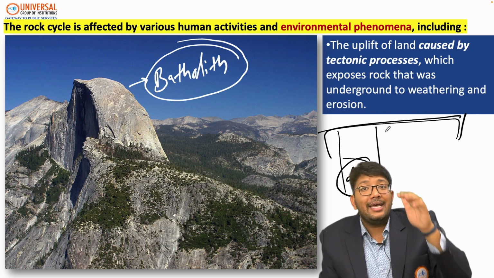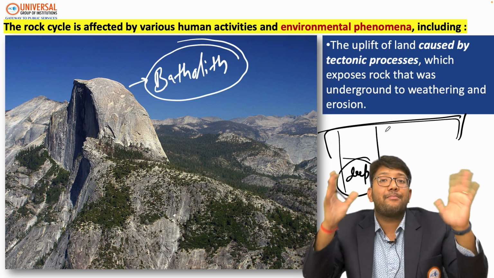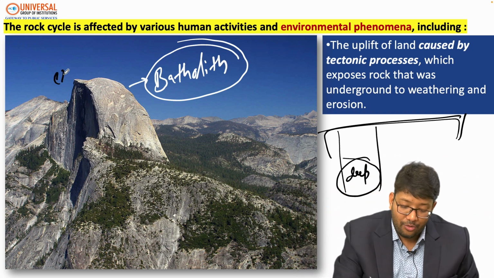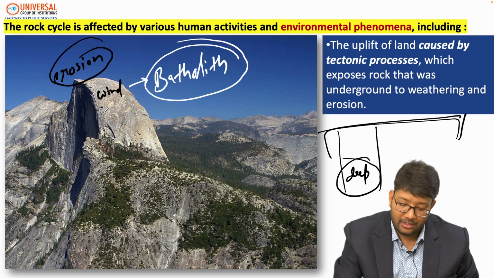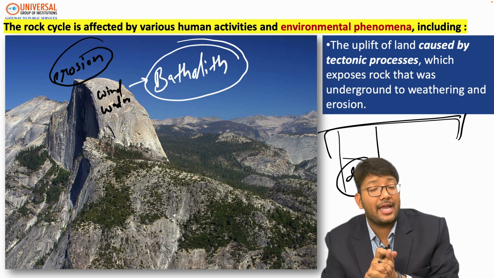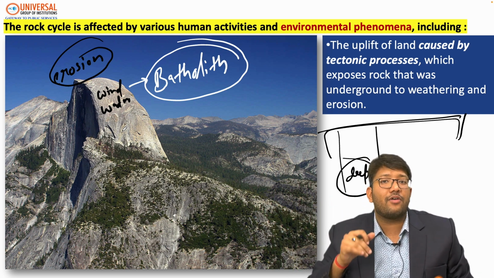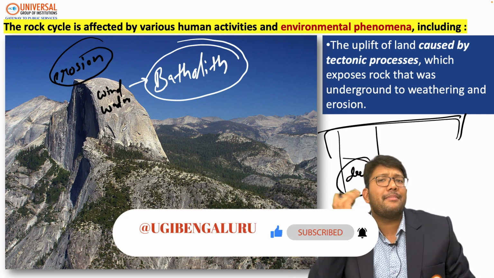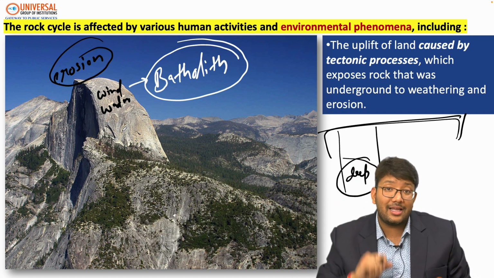Don't you think the rock that was once intrusive is now an example of extrusive? Now its erosion can occur by wind and water, or by anthropogenic activity, meaning human activities. We will also cut this particular rock for our construction purposes and many other industrial purposes. That is how the rock cycle is getting affected.